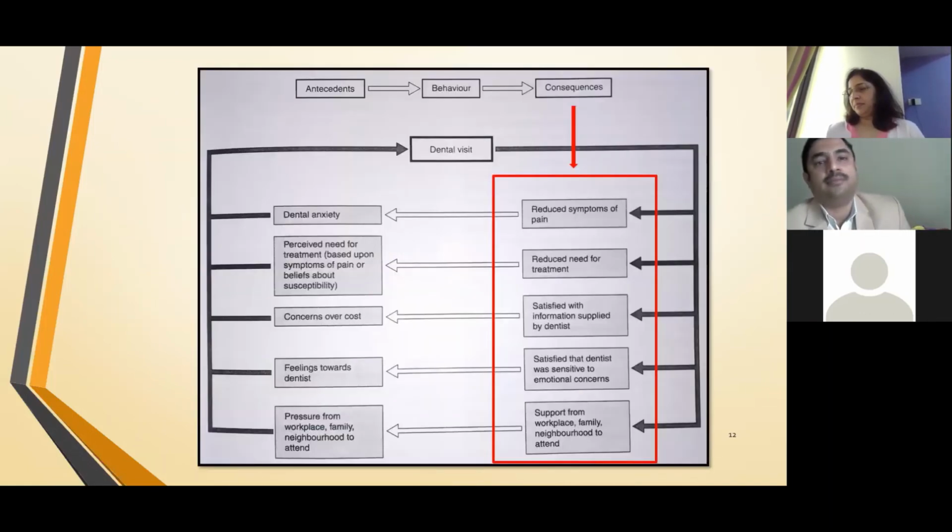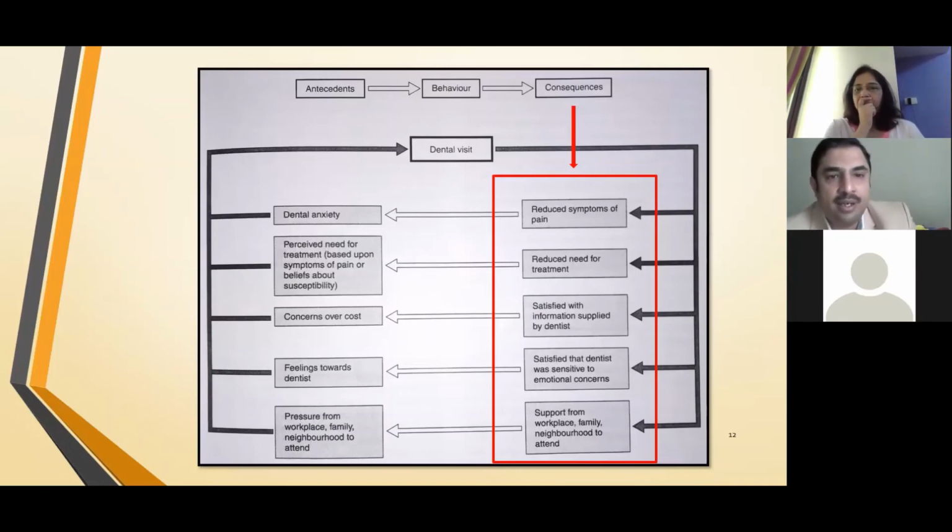So nearing the end of my talk, this is the other half of the slide that I showed you in the beginning. So as a consequence, what happens? So many things can happen. If your treatment has reduced the symptom of pain for the patient, the patient has got pain relief after you did something, right? He's going to come back.